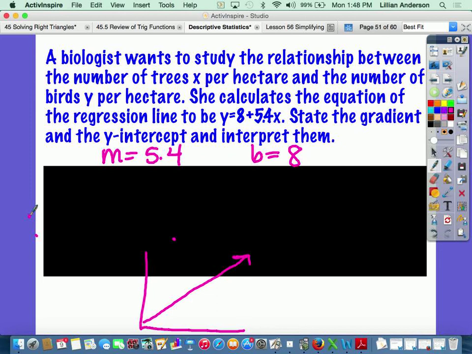If it's going by tree, then why are we saying birds per hectare? Because the trees are measured in the number of trees per hectare.